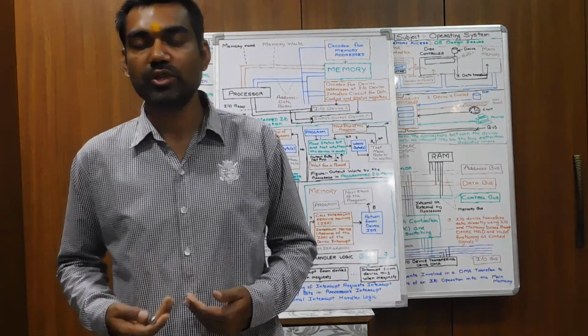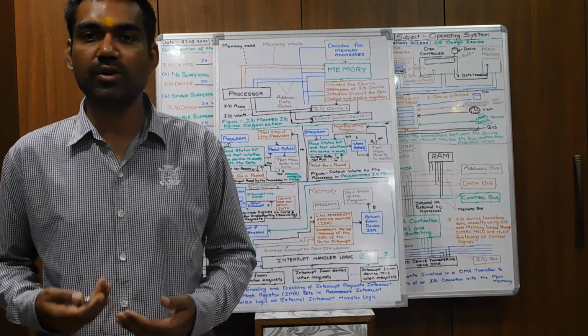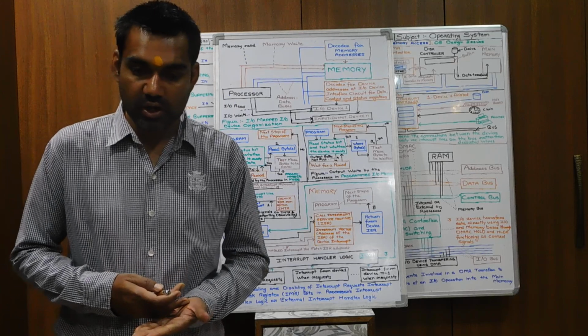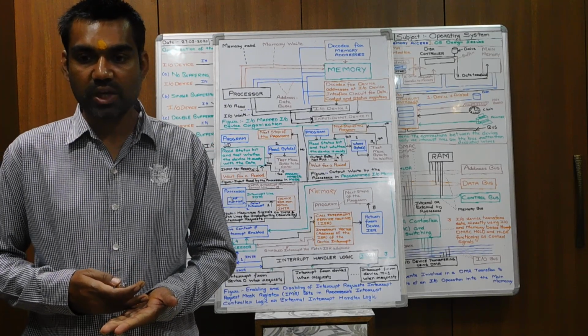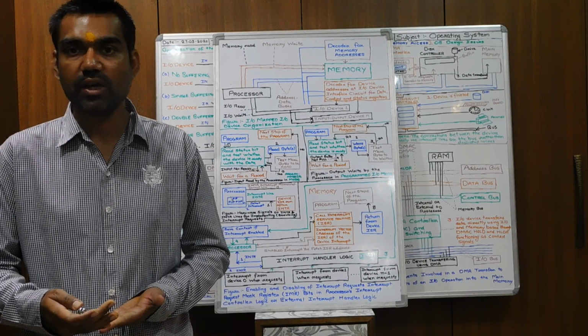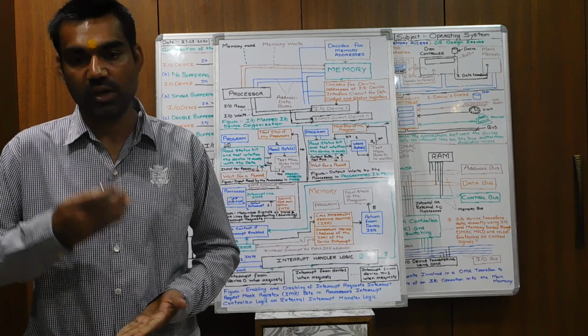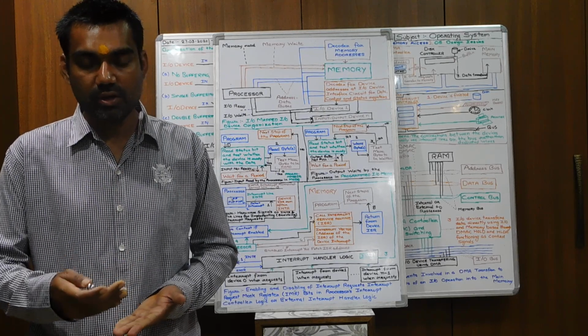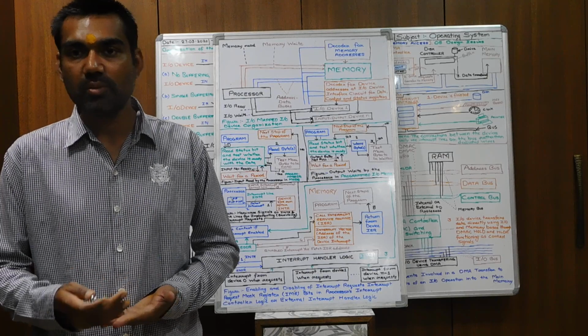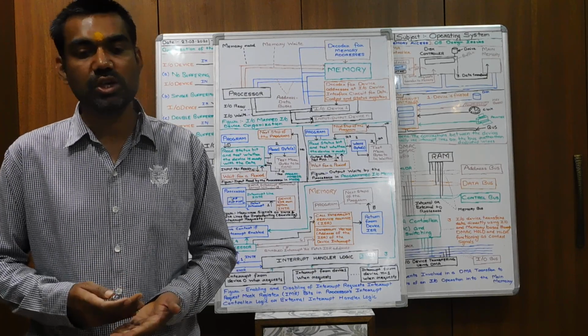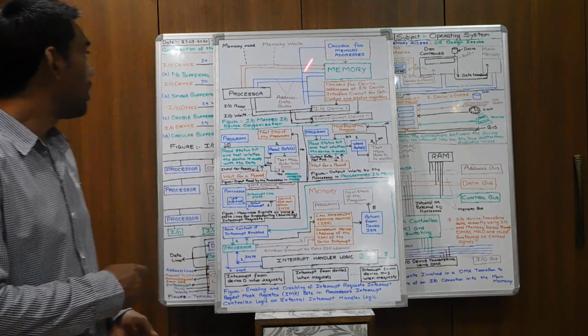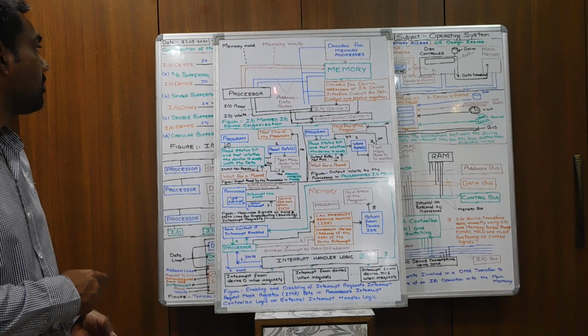Now up to this point, we are able to cover how the processor is supposed to communicate with the IO device. We have covered memory mapped IO, which is one approach, and we have also covered IO mapped IO.